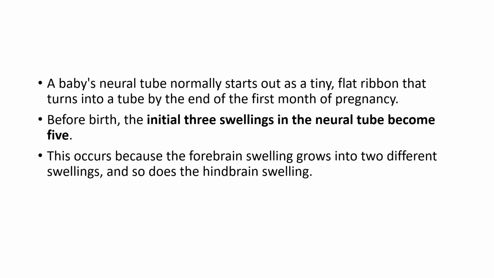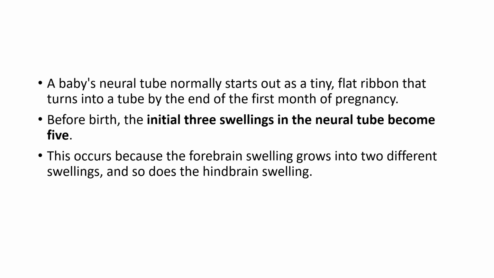Hello students, today we will try to understand the structure of the brain. Even before a child is born, the baby will have a neural tube, which starts out as a very tiny, ribbon-like structure. That happens by the end of the first month of pregnancy.